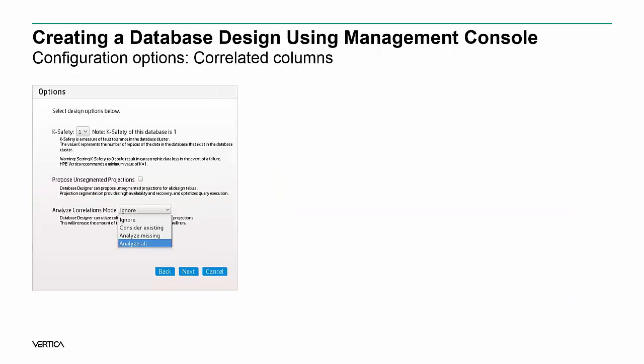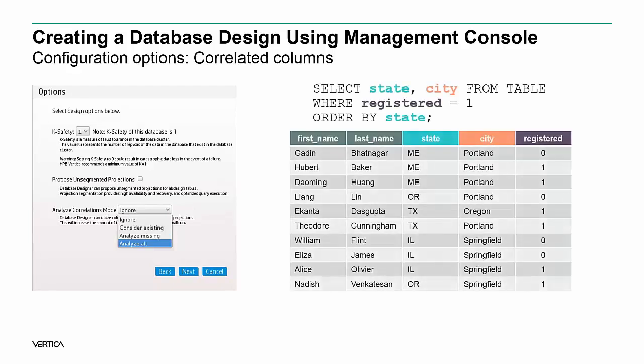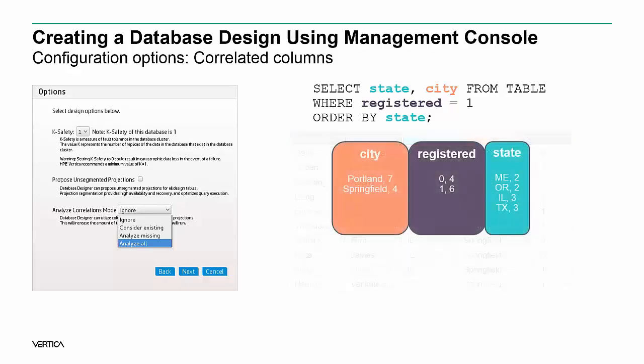The third configuration option takes into account any correlated columns in your queries. Take a look at this query and the table it was designed for. There are only 3 columns referenced from the table, so any projection built for this query will only contain those 3 columns: state, city, and registered. If correlations between columns are not taken into account, then the database designer will most likely create a projection with those 3 columns in order of their increasing cardinality: city, then registered, then state. But this might not give the best query performance.